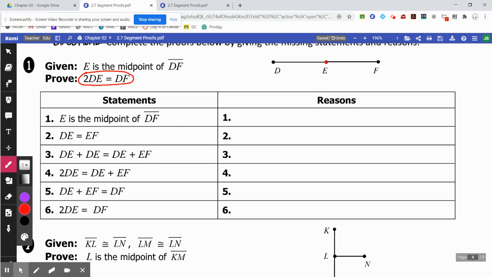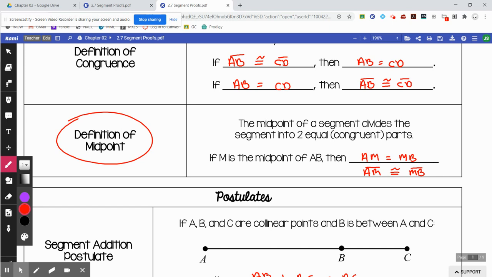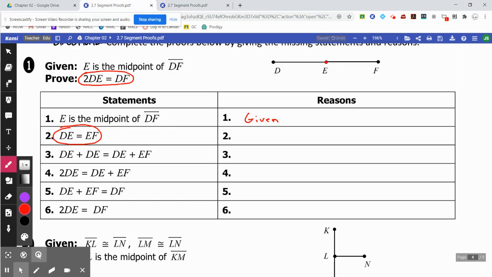So if you look at the statements, they've actually completed the statements for you. We're going to take baby steps here, and then by the end of this lesson, we're going to be doing these by ourselves. So first off, E is the midpoint. We start out with a given. We already knew that. And since E is the midpoint, we know that DE is equal to EF. And the reason we know that, if we go back to our definition of a midpoint, if M is the midpoint, then we know that this is true. So kind of the same thing in our section. By the definition of a midpoint, we know that DE would have to equal EF.